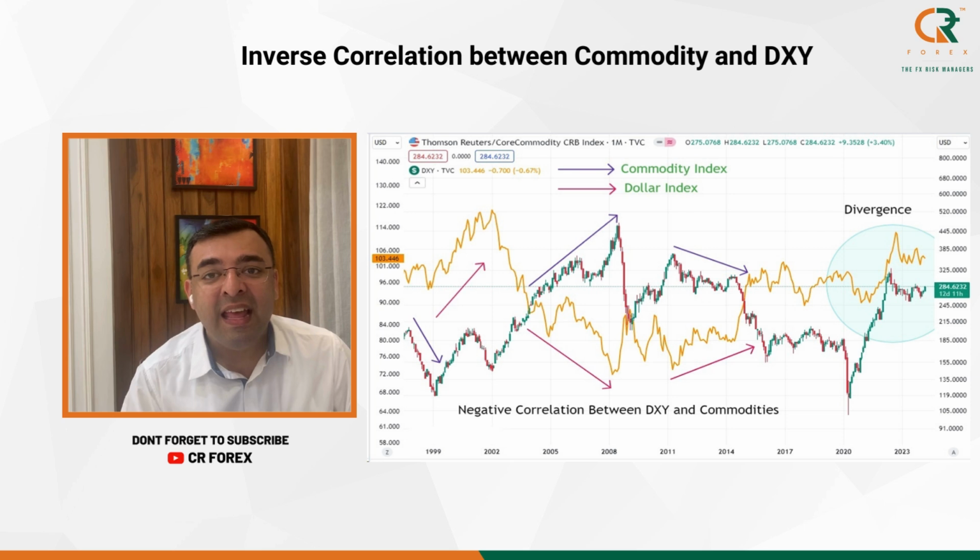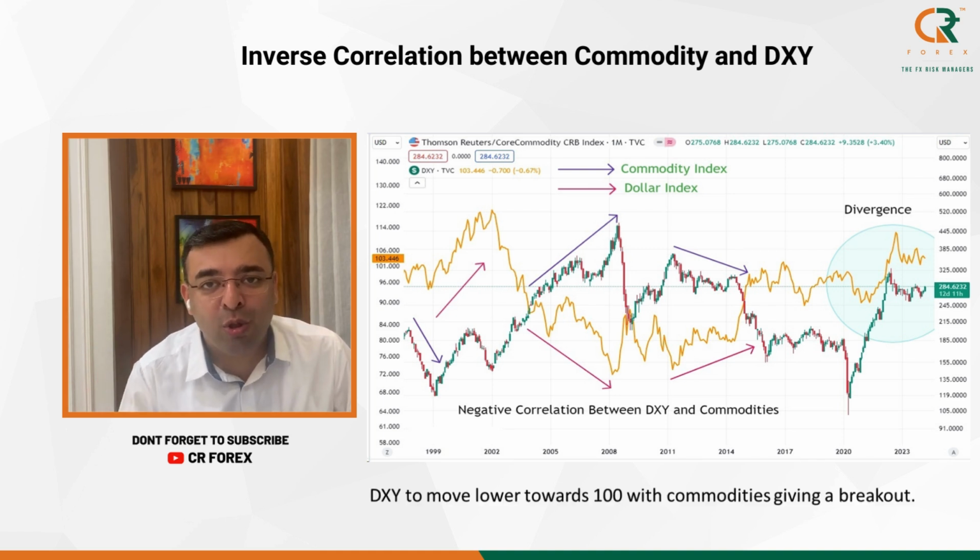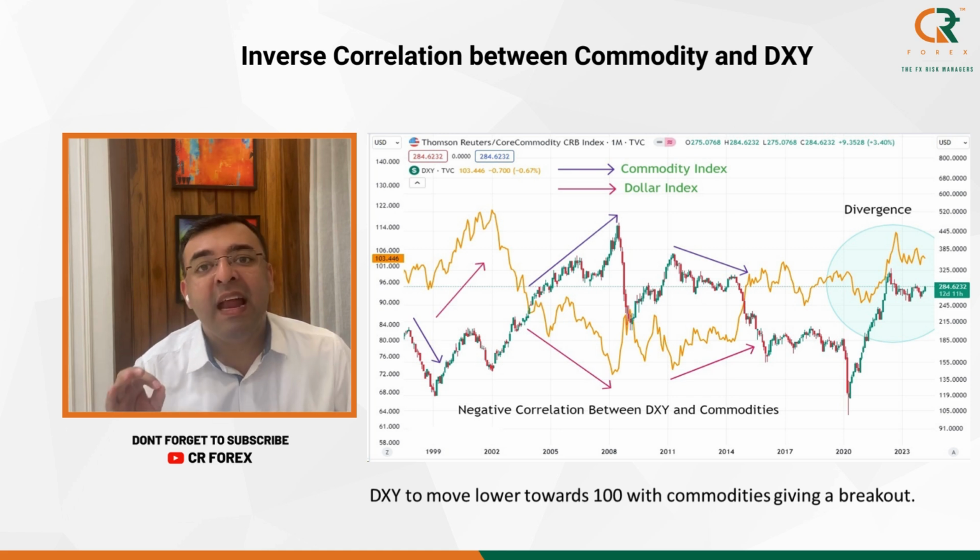The dollar index is yet to give a breakdown, but we are very sure that in coming days, the dollar index is also going to give a breakdown at the lower level, and the dollar index is gradually moving towards 100 levels in 2024 and below that in early 2025. If that happens, it is positive for all emerging market currencies.